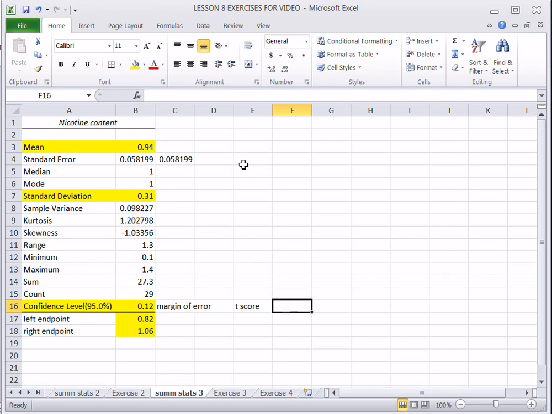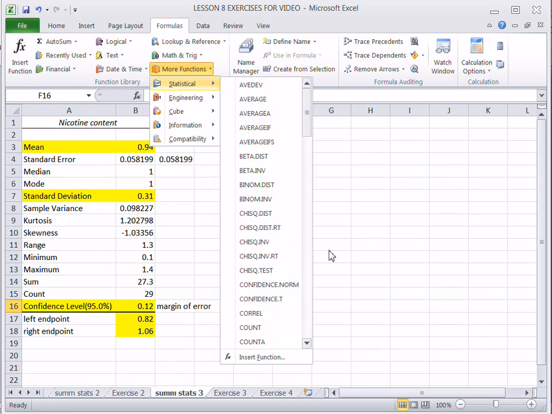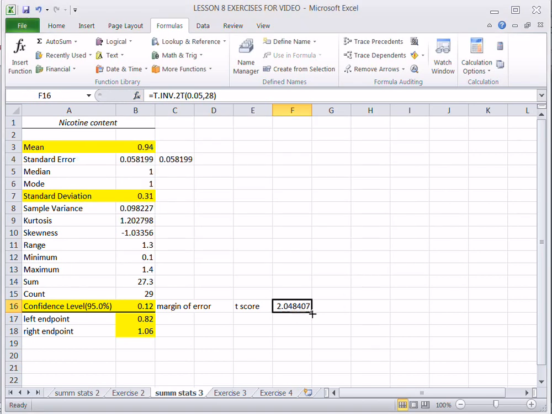So we go to formulas, more functions, statistical, T.INV.2T. 5% we're defining as unlikely, distributed evenly into the two tails. This time our sample size is 29, so the degrees of freedom is 28. Notice instead of 2.068 we have 2.048. See, the t-score got even smaller. So that's even closer to the middle.